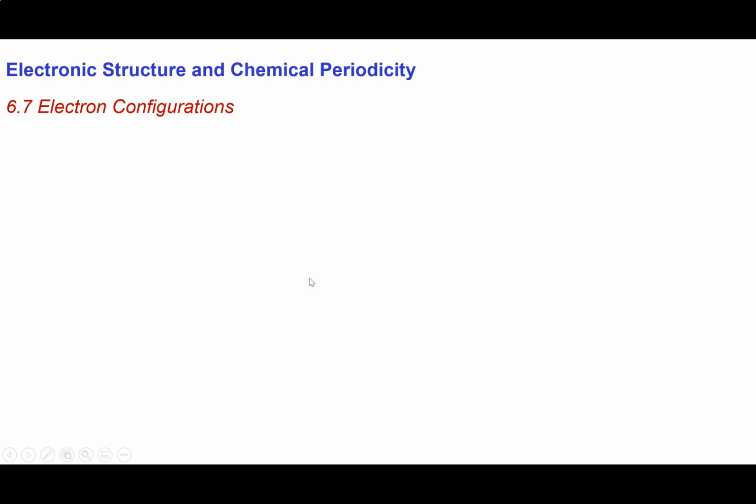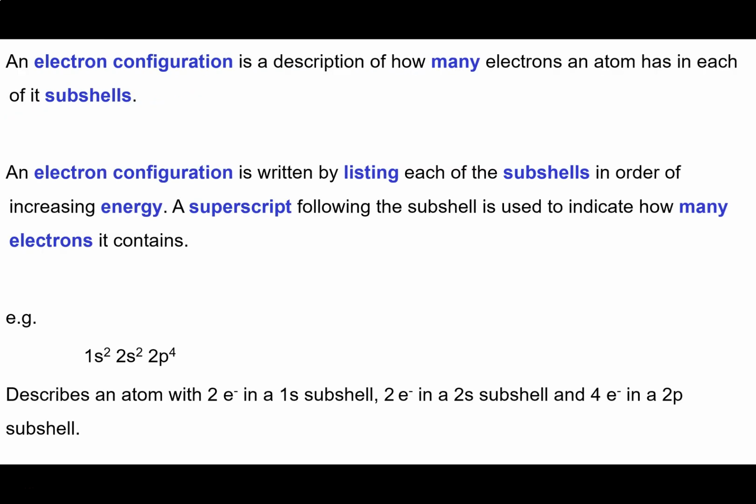An interesting thing to be able to do is to write out what is described as the electron configuration. An electron configuration is simply a description of how many electrons an atom has in each of its subshells. It is written by listing each of the subshells in order of increasing energy. So we start at all of those subshells that are in the first shell and then work our way up to all of the subshells that are in the last shell. And how we do this is by using a superscript following the symbol for the subshell to indicate how many electrons are in that subshell.